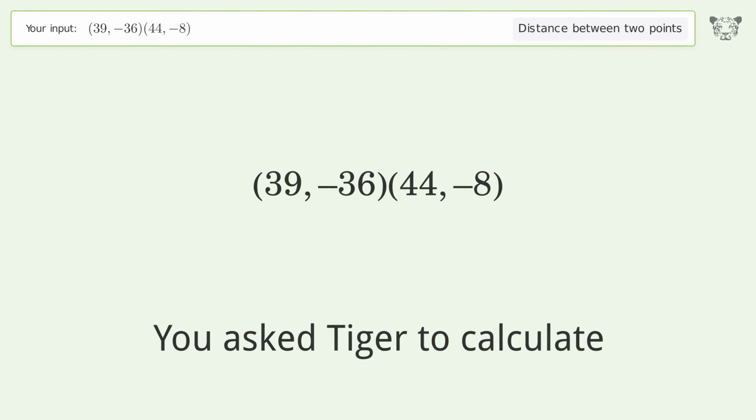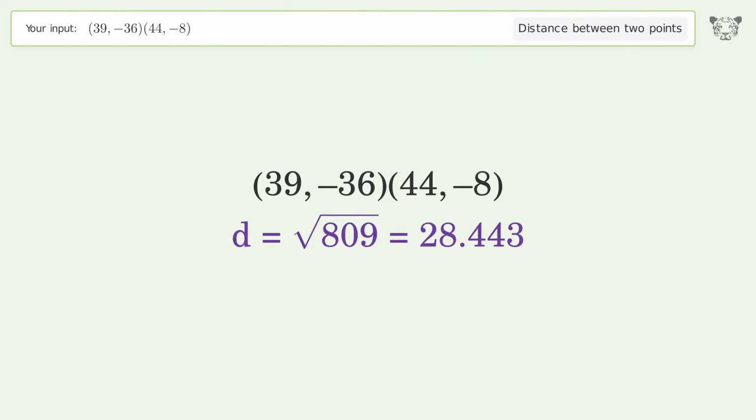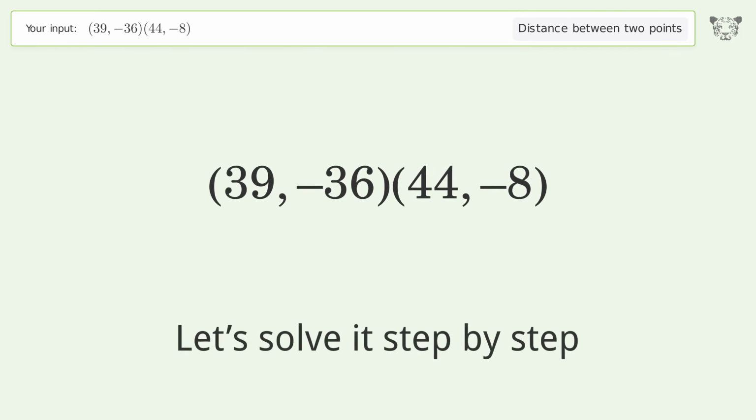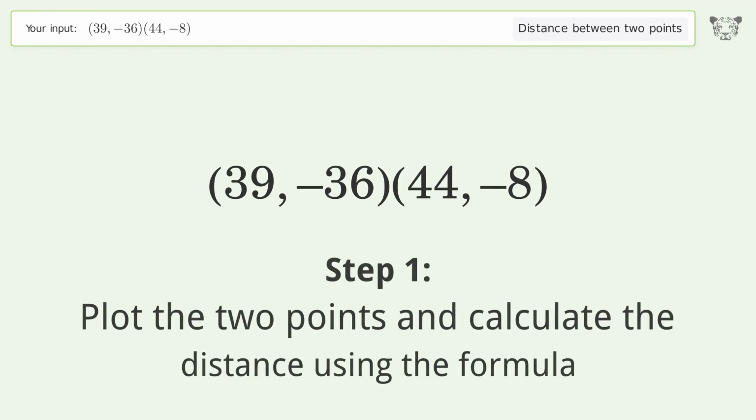You ask Tiger to calculate. This deals with the distance between 2 points. The distance between the 2 points is the square root of 809, or 28.443. Let's solve it step by step. Plot the 2 points and calculate the distance using the formula.